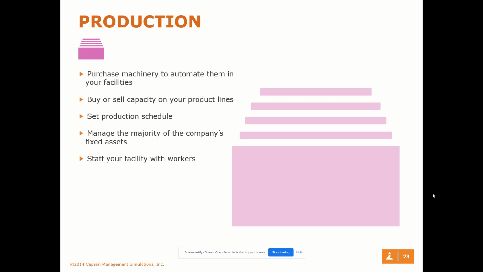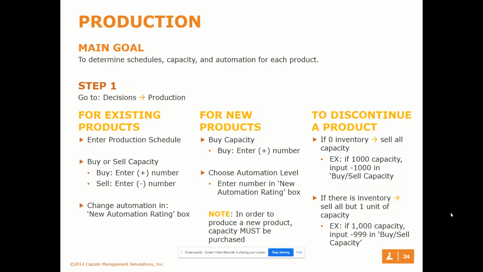The simulation won't let you enter more into how you're going to build if you don't have the capacity to build it with. You can also look at your production schedule where you can work more than one shift. And so if you're working two shifts, there's a way of getting more production out of that. You want to be able to manage the majority of your company's fixed assets. And of course, you want to make sure you're staffing your facility with workers to be able to do that. So basically, in production, you need to determine your schedule, your capacity, and your automation for each product.